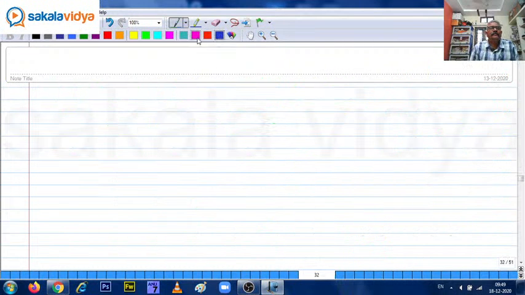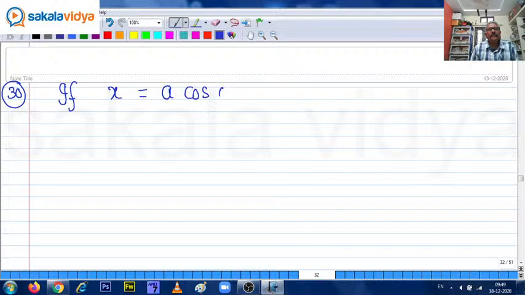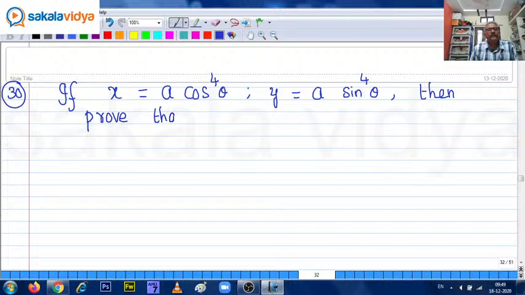So 30th question. If x is equal to a cos theta to the power of 4, y equals a sin theta to the power of 4, then prove that root x plus root y is equal to root a. Can you prove?